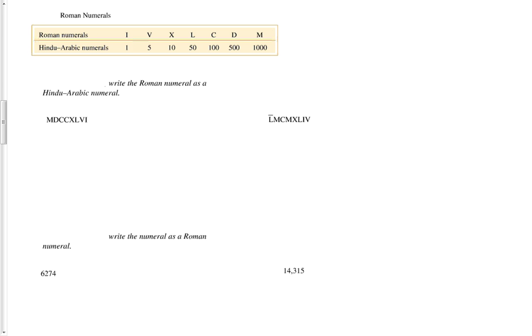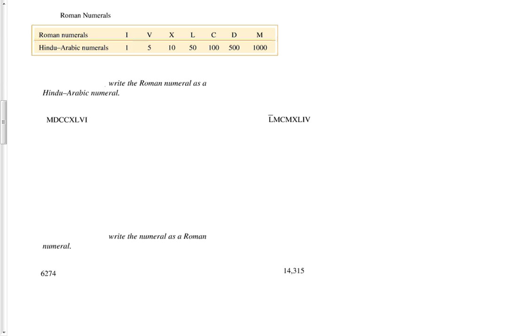Only the numbers 1, 10, 100, 1,000 and 10,000, basically only the powers of 10 can be subtracted, and they can only be subtracted from the next higher number. For example, C, which is 100, can be subtracted from D, which is 500, or M, which is 1,000, but it can't be subtracted from any other numerals.